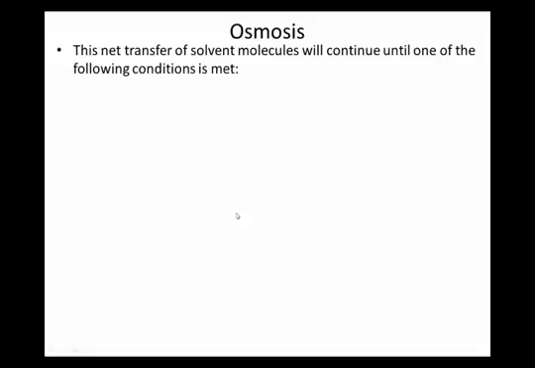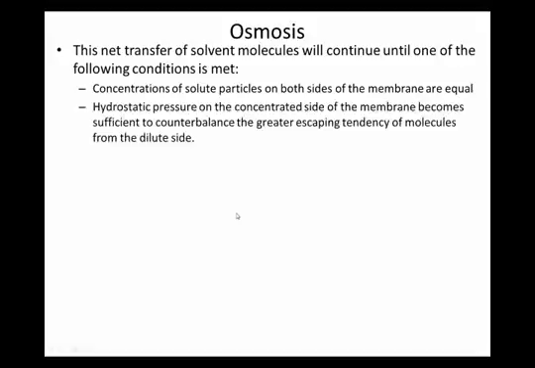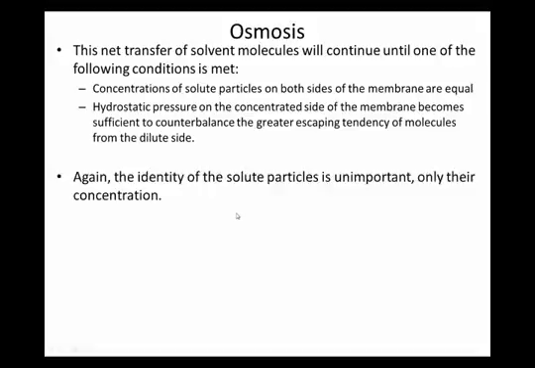Okay. Net transfer of solvent molecules continues until one of the following 2 conditions is met. 1, the concentrations equalize. So the lower concentration one increases and the higher concentration one decreases until they both have the same concentration, because then the flow of solvent in both directions is exactly equal and there's no net change. Or 2, the hydrostatic pressure on the concentrated side becomes sufficient to counterbalance the tendency. Let me explain what that means.